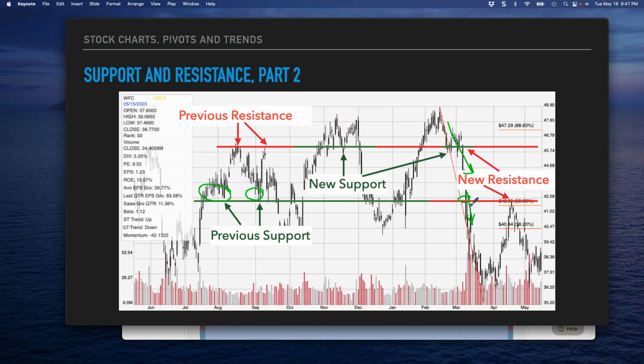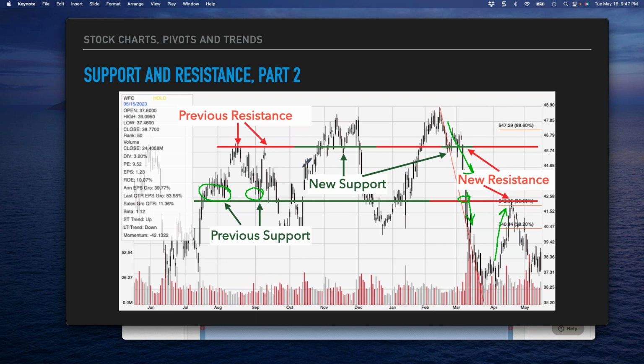Sometimes you'll see that resistance appear right away. Sometimes you'll see the stock continue to drop as WFC did, and eventually, over a little bit longer period of time, if it comes back and starts to rally as it did in April here, starts to approach this $42 level, it again begins to act as a new level of resistance. This was previous support becoming new resistance.